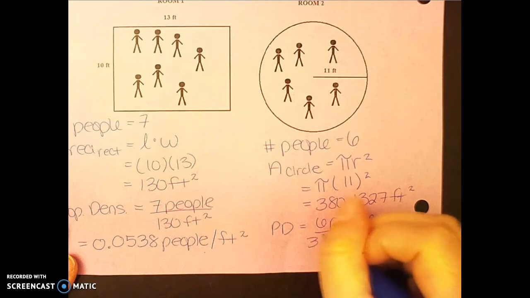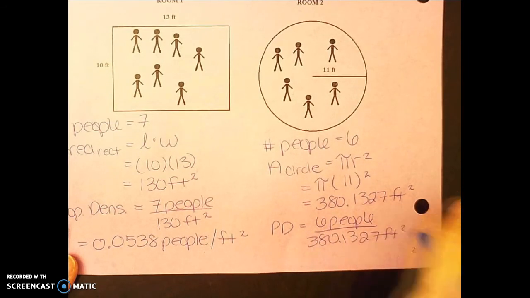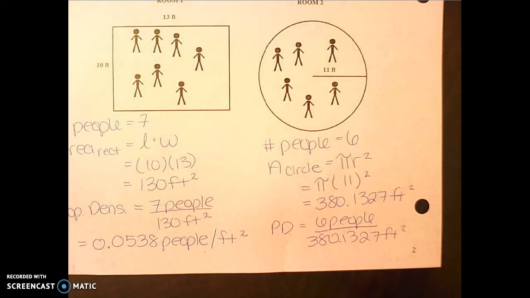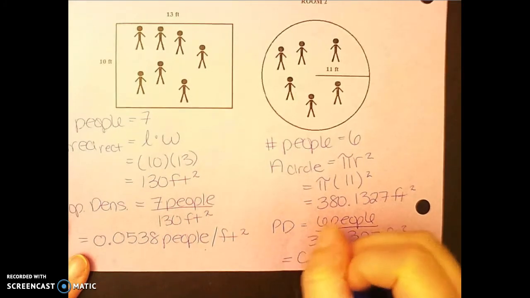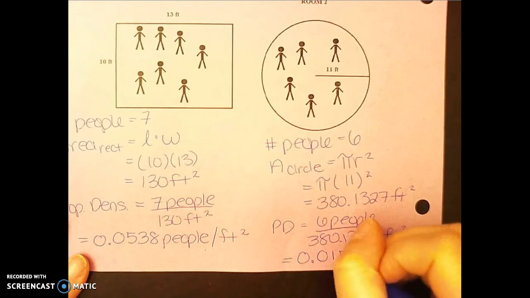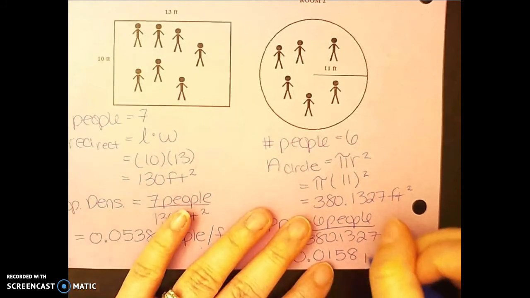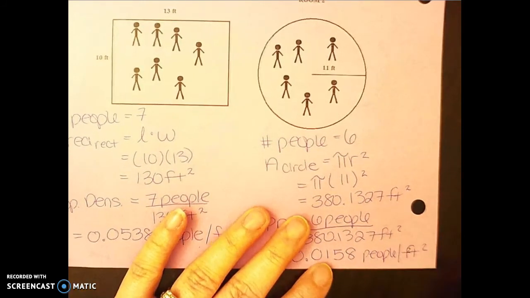So my population density is 6 people over 380.1327 feet squared. Okay, again, typing that in my calculator, I'm going to get my population density of 0.0158 people per square foot.